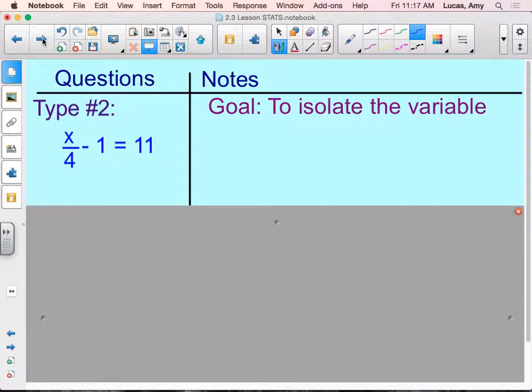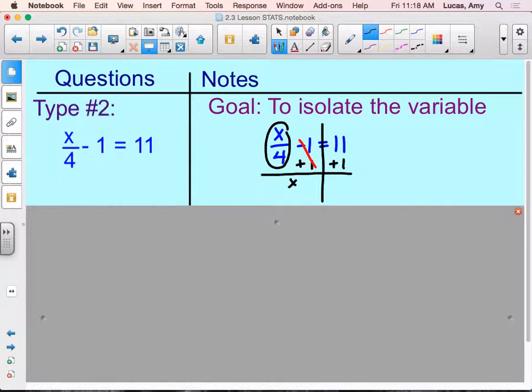Okay, next our second type of two-step equations. So x over 4 minus 1 equals 11. So this type, our variable part is a fraction. After that x over 4, I have minus 1, so I need to add 1 on both sides. Now when I bring this down, x over 4 equals 12.